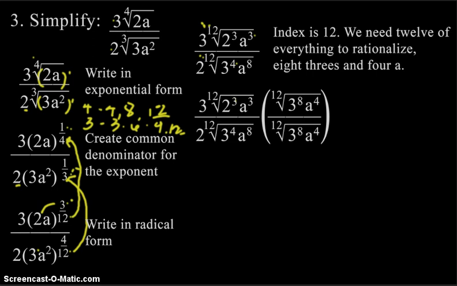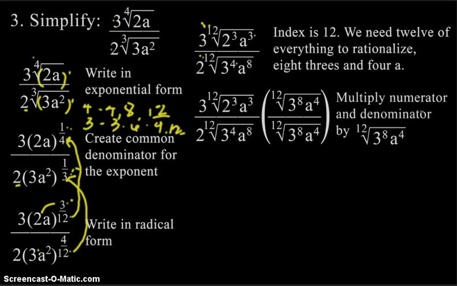Okay, so i-multiply natin yan. Multiply natin yung numerator and denominator ng 12 root of 3 raised to 8 times A raised to 4. So, saan galing yung 3 raised to 8 at bakit ito yung i-multiply natin? Kasi nga, dito sa denominator, magra-rationalize tayo. Kailangan nating i-balance ito. So, meron tayong 3 raised to 4. Para maging 12, kailangan pa natin ng 8 na 3. Doon sa A naman, 8 na yan. Para maging 12, kailangan natin ng 4 pa.